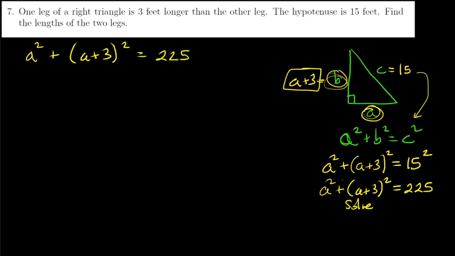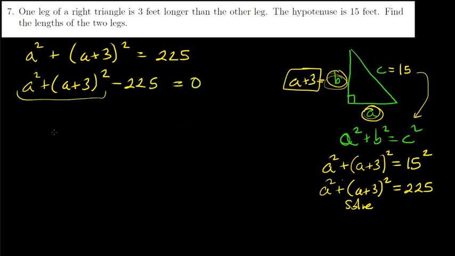Right, so how do we solve this equation? It is a quadratic equation, and it's not in standard form, so we'll have to subtract the 225 from both sides. If you want to do it now, that's fine. I was going to do it later. Okay, but we also have to expand all this out. So the a squared is fine. A plus 3 times a plus 3 is a squared plus 6a plus 9.